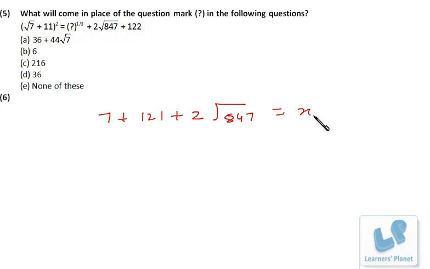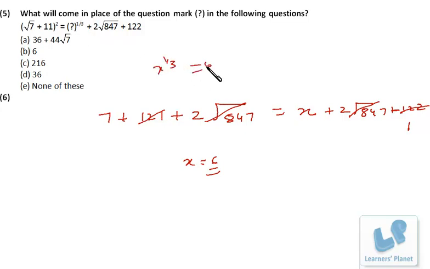So it is equal to x, I assume this to be x, plus 2 root 847 plus 122, right? So 2 root 847, this is cancelled, this 121 and this is 1, so x plus 1 is equal to 7, so x is equal to 6, right? Now this data is 6, but this complete, that is cube root of x is 6, so actually x will be nothing but the cube of 6, that is 216, right? I hope you are clear.